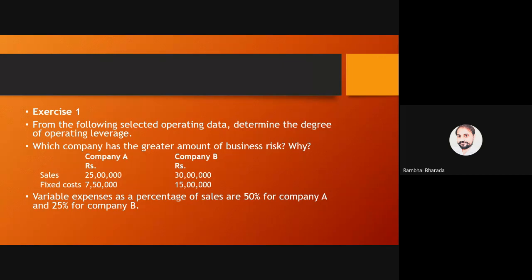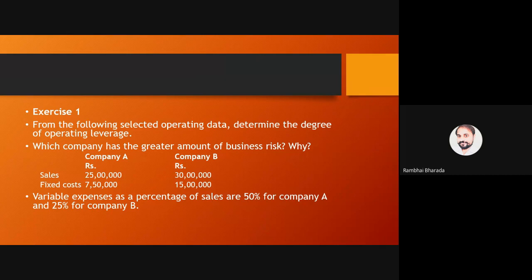First, 30 lakh minus 15 lakh. So the remaining 15 lakh is there. Out of 15 lakh, 7 lakh 50,000 is variable cost. So the remaining 7 lakh 50,000 will be the profit. Now clear? Okay. Now we put these values.